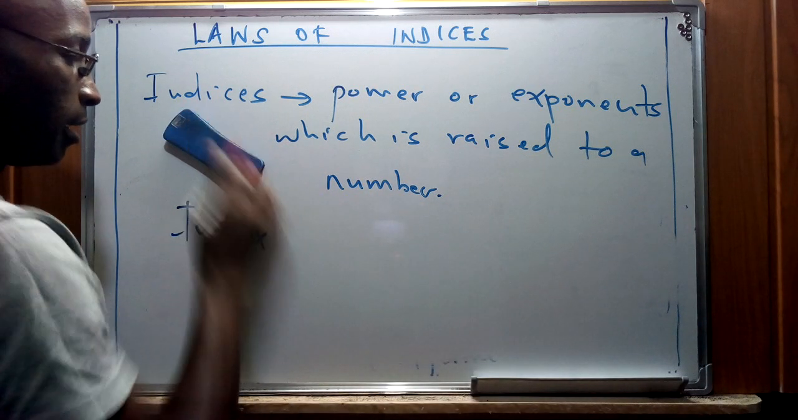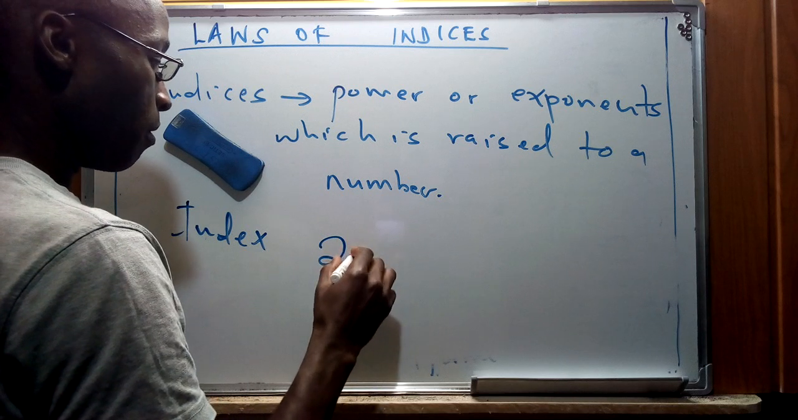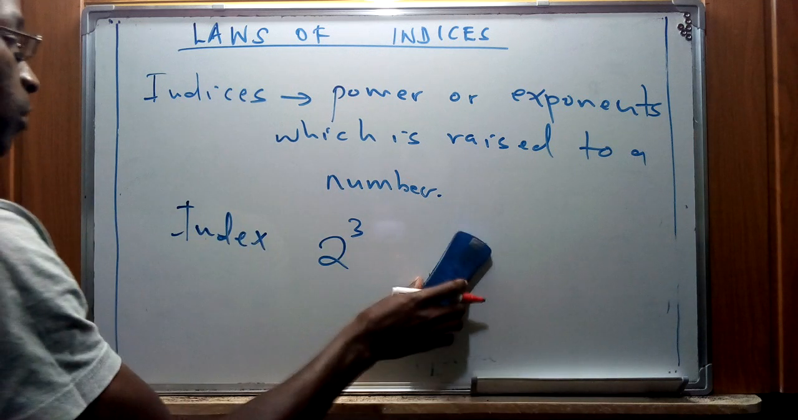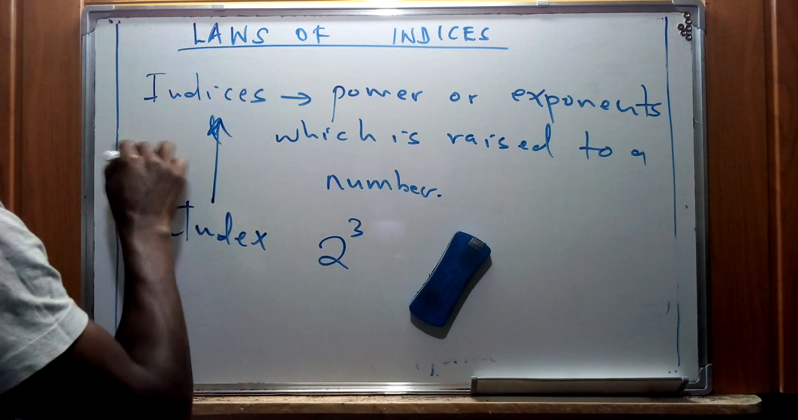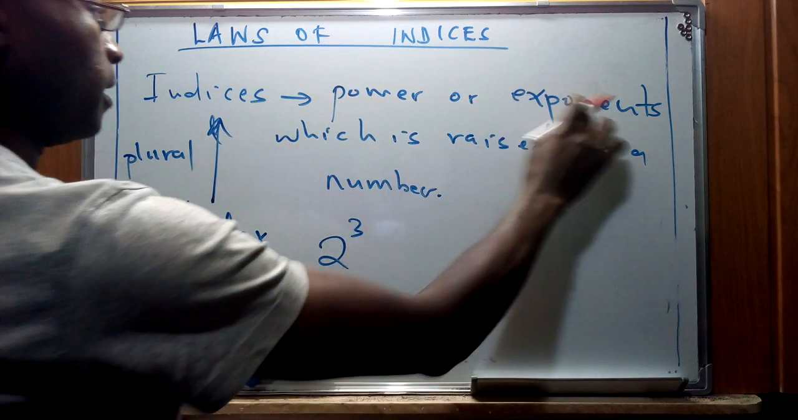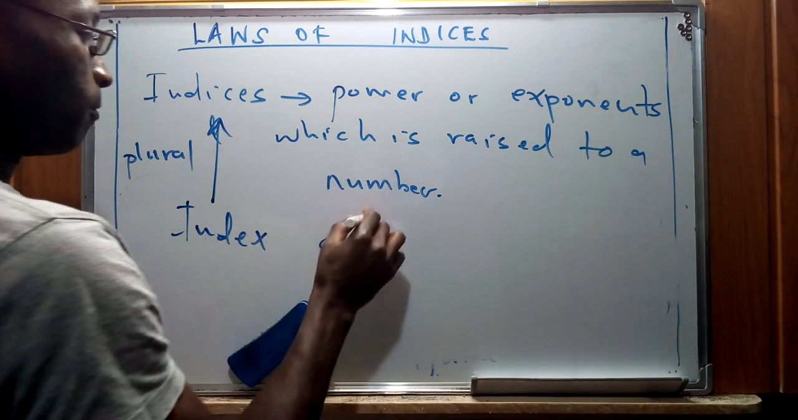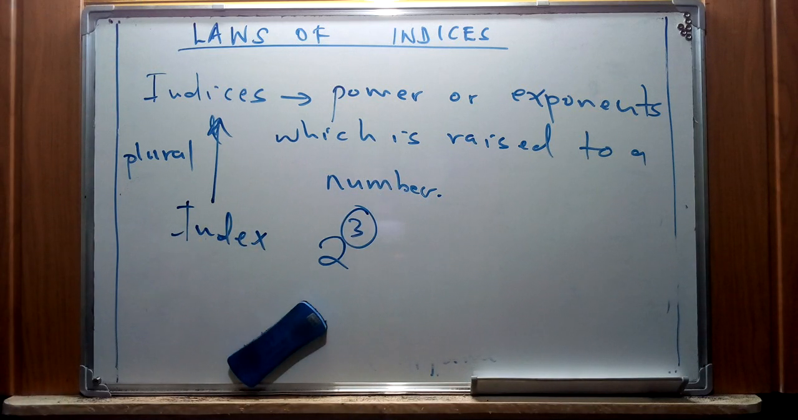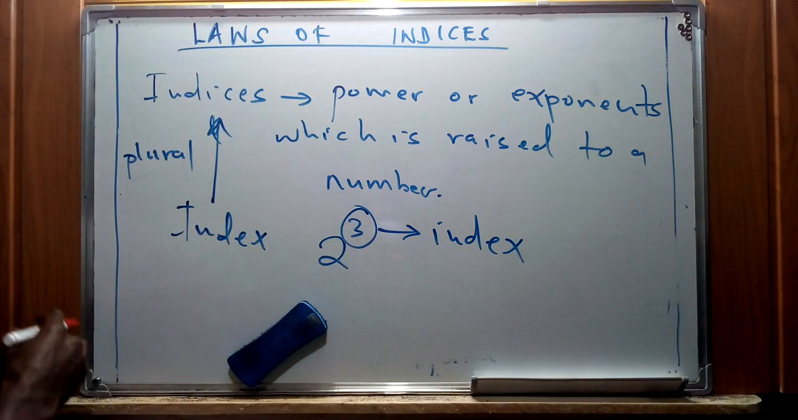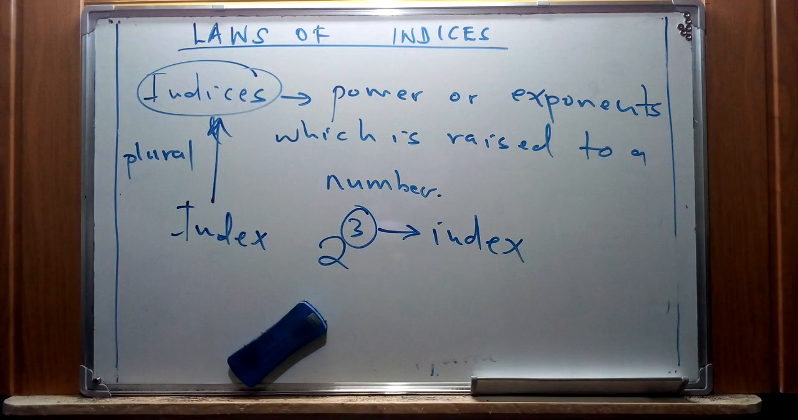Now suppose we have a number like 2 raised to power 3. Then we can use this one to define the concept of an index, which is the singular of indices. So basically, in trying to define the term indices, we're going to see that this is a power or an exponent which is raised to a number. So therefore, in this case, the number 3 represents what we call our index. And whenever there is a range of numbers, we're going to refer to them as indices.